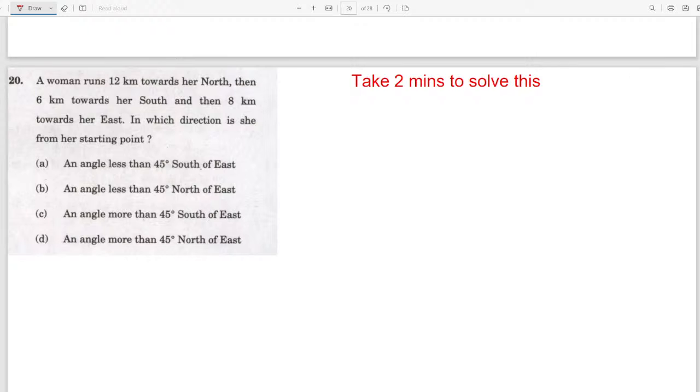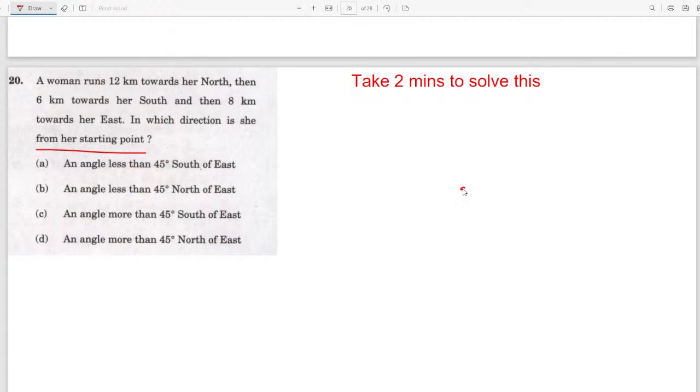So take 2 minutes to solve this question. A woman runs 12 kilometers towards her north and then 6 kilometers towards her south, and then 8 kilometers towards her east. In which direction is she from the starting point?